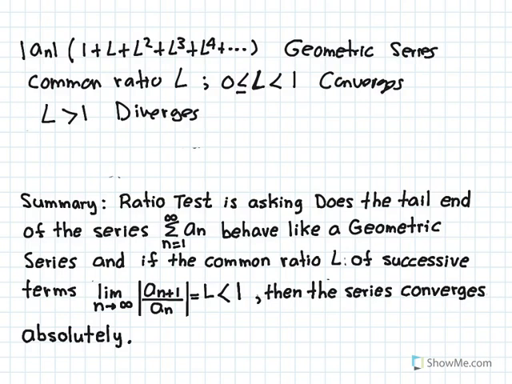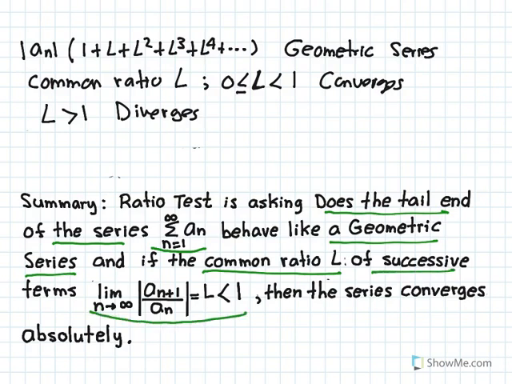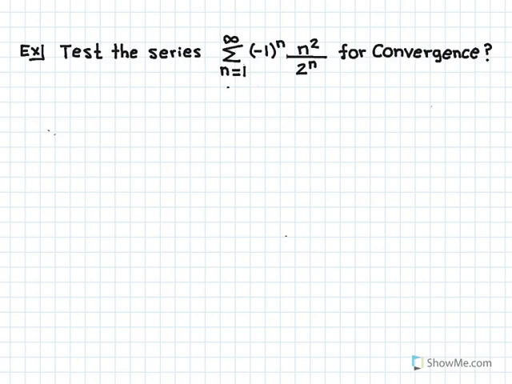So let's look at the summary. The ratio test is asking, does the tail end of the series, summation n equals 1 to infinity of a sub n, behave like a geometric series? If the common ratio L of successive terms, limit as n approaches infinity of the absolute value of a sub n plus 1 divided by a sub n, is equal to L less than 1, then the series converges absolutely.